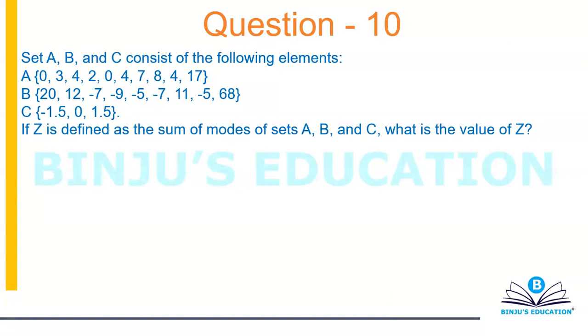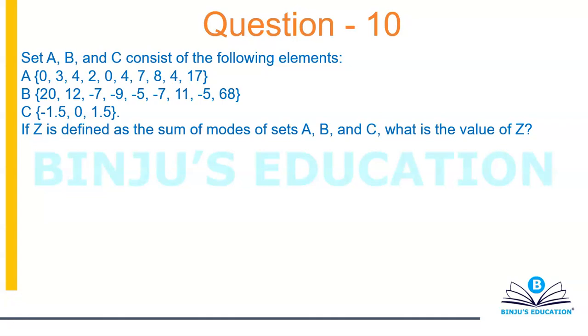Alright, pause the video and try this question. Z is defined as the sum of modes of set A, B and C. What is the value of Z?